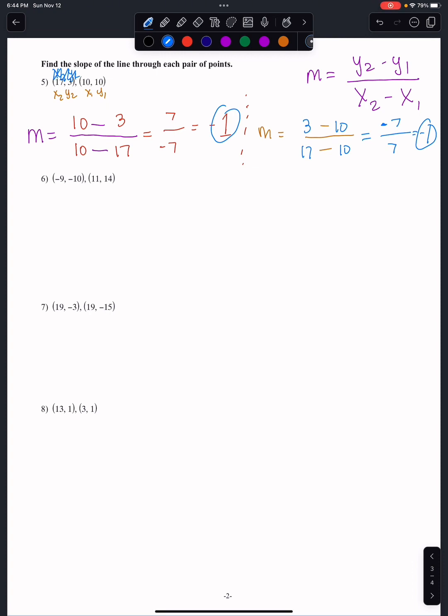So just for the purposes of this, I'm going to make this x1, y1, x2, y2. So I'm going to put my M first, equals, put my minus sign there, and now we're going to jump right in. Y2 is 14. Y1 is negative 10. X2 is 11. X1, negative 9.